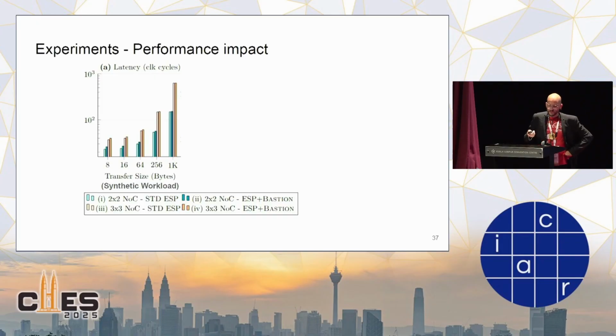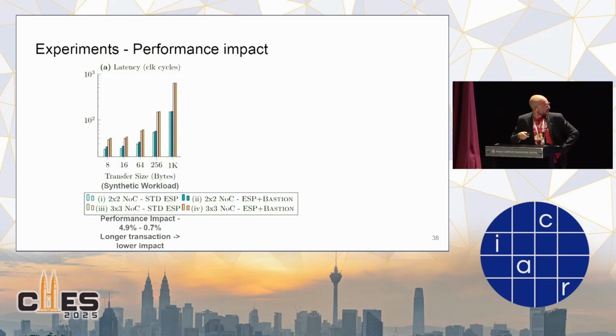So the first one is the performance impact that we see for our system. We have two different experiments, as I mentioned, 2x2 versus 3x3, in two different shades of light blue and two different shades of orange. We have the standard ESP system and the ESP system plus Bastion. In the first set of experiments, on the x-axis you have the transfer size between the accelerator tile and the memory tile, and on the y-axis you have the clock cycles, the latency to complete the data transfer.